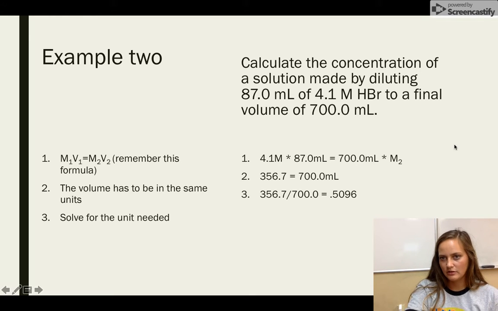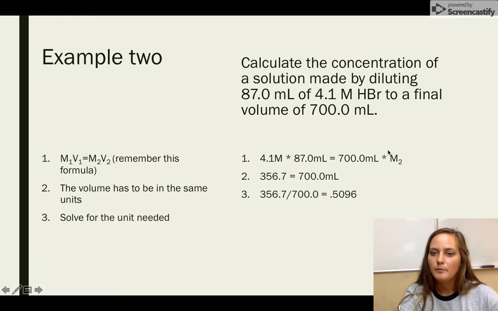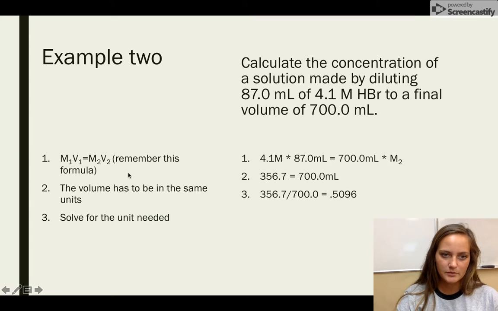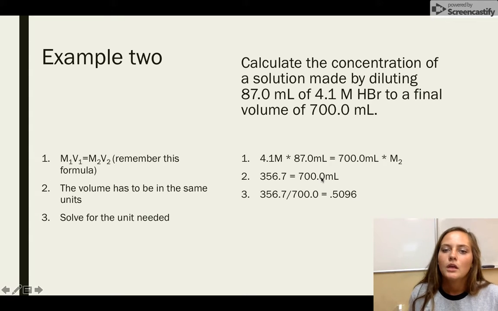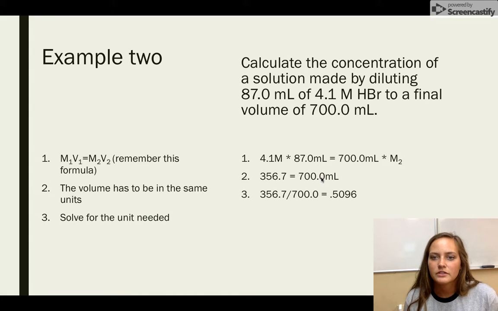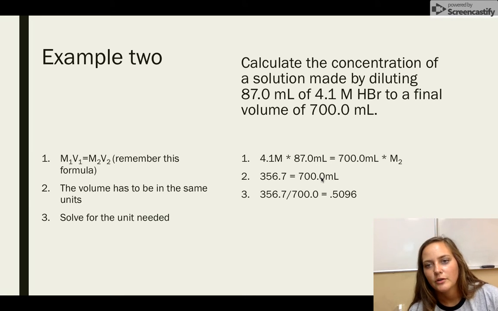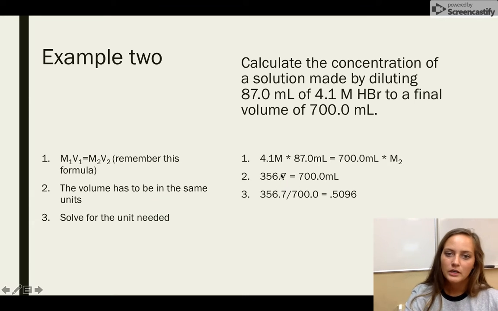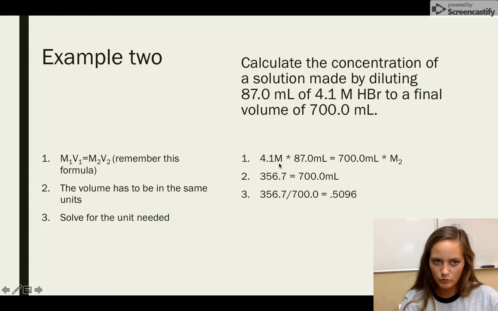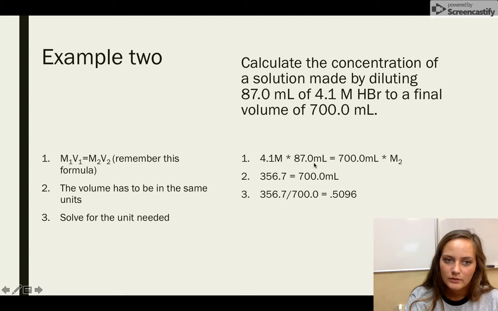This next problem that I'm going to show you doesn't have the mole. So the steps are the same. This is just a different problem where the mole is missing instead of the volume. So calculate the concentration of a solution made by diluting 87 milliliters of 4.1 mole hydrogen bromide to a final volume of 700 milliliters. So you're going to write down 4.1 as M1 and 87.0 as your V1.